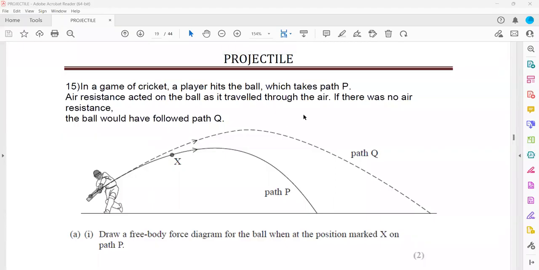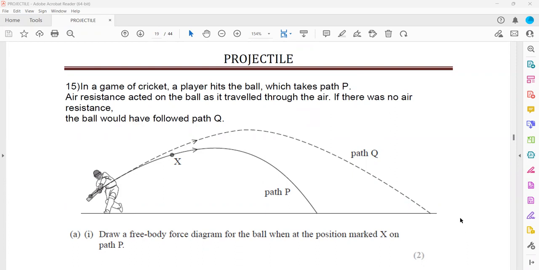So question 15, in a game of cricket, a player hits the ball, which takes the path P. Air resistance acts on the ball as it travels through the air. If there was no air resistance, then the path followed would be Q. In projectile motion, we assume there is no air resistance, but practically there will be air resistance.